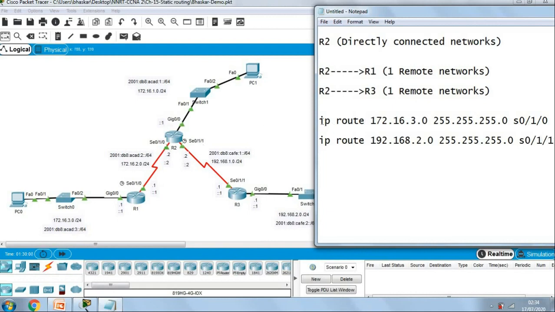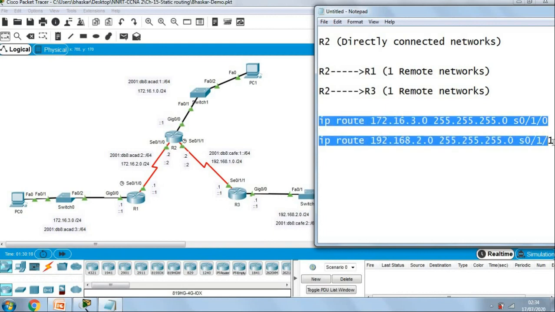So there are two static routes to reach R1 and R3 from router R2. Now I'm going to configure these two in R2. The directly connected static route means you have to write the exit interface. Okay, so please remember this one.